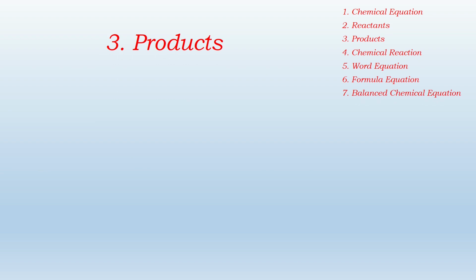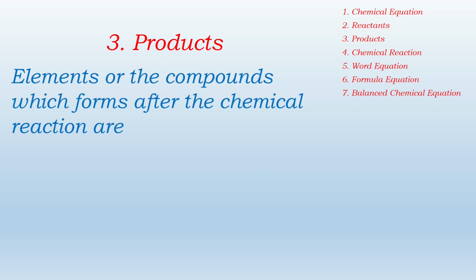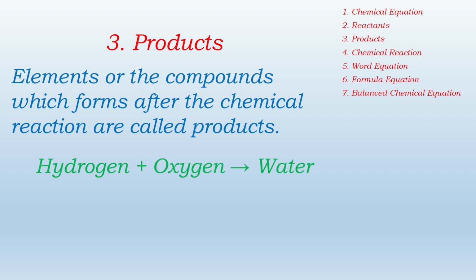Okay, next, product. What is product? Elements or compounds which form after the chemical reaction are called products. In the same reaction, when hydrogen and oxygen react with each other to form water, water is called the product. Hydrogen and oxygen are reactants, but water is the product.